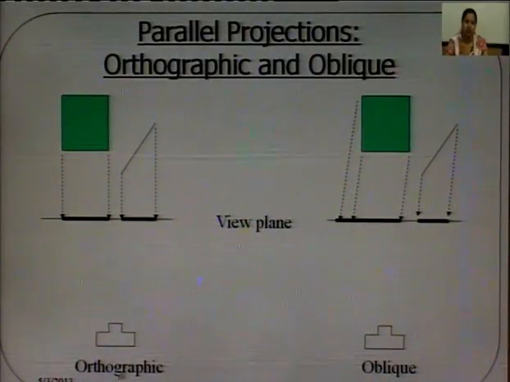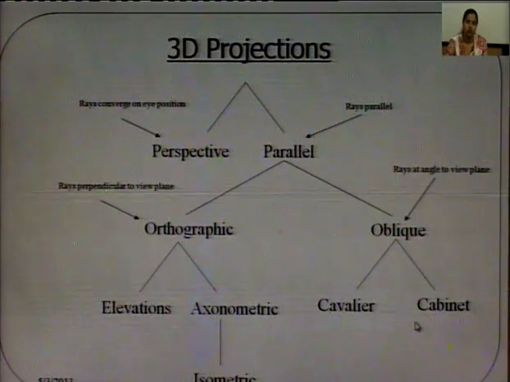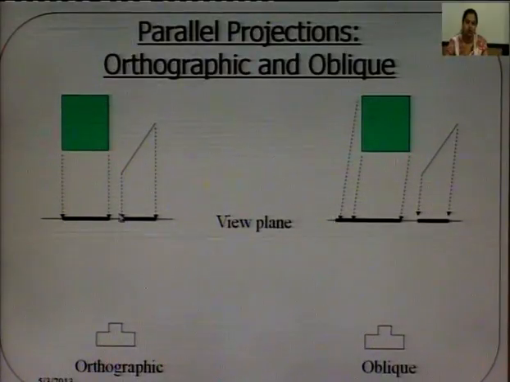Here you see the orthographic, and this is the oblique type. What the orthographic says is that the rays are perpendicular to the view plane. So this is how you can see, this is perpendicular, and in the oblique these are at some angle. So this makes an angle in the oblique type of parallel projections.